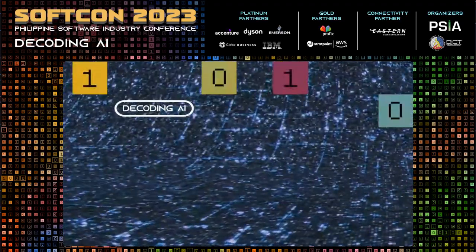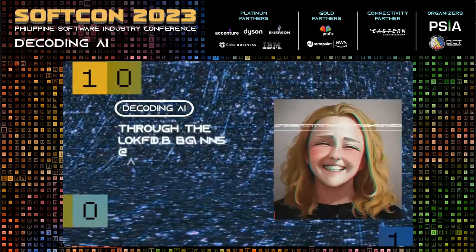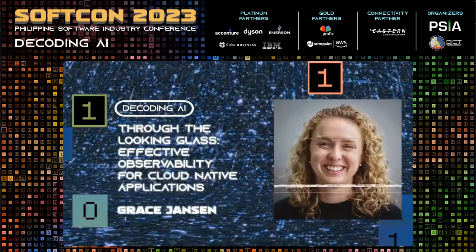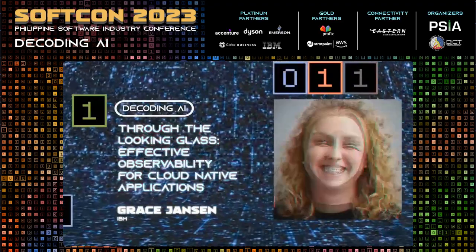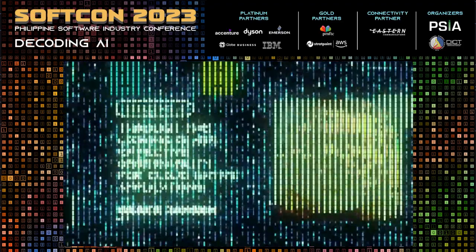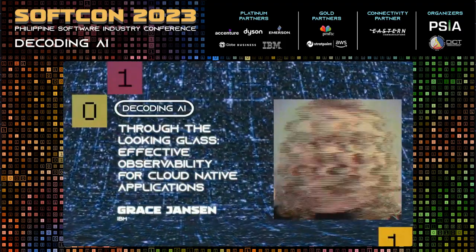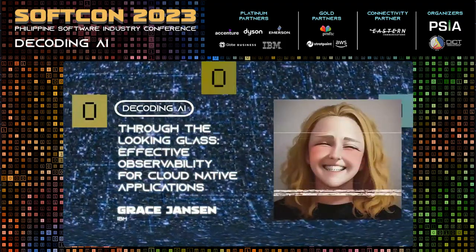This session, we'll delve into what effective observability really means, exploring open-source technologies and specifications, like OpenTelemetry, that can help us to achieve this while ensuring our applications remain flexible and portable.